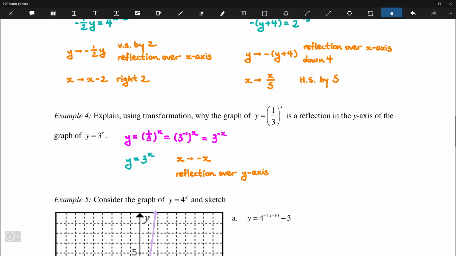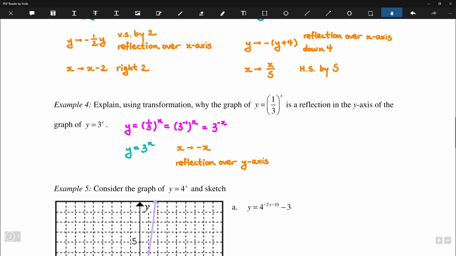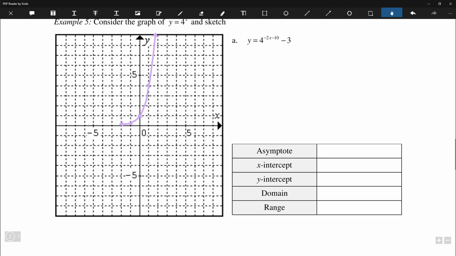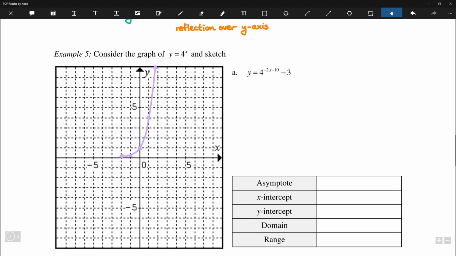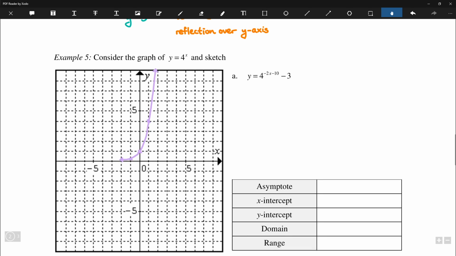Okay. So we're going to go ahead and try some questions, example 5, parts A and B, where, again, we're given an exponential function, and then it's going to be transformed. So let's look at what happens when we go from y equals 4 to the x to y equals 4 to the negative 2x minus 10 power, and then minus 3.